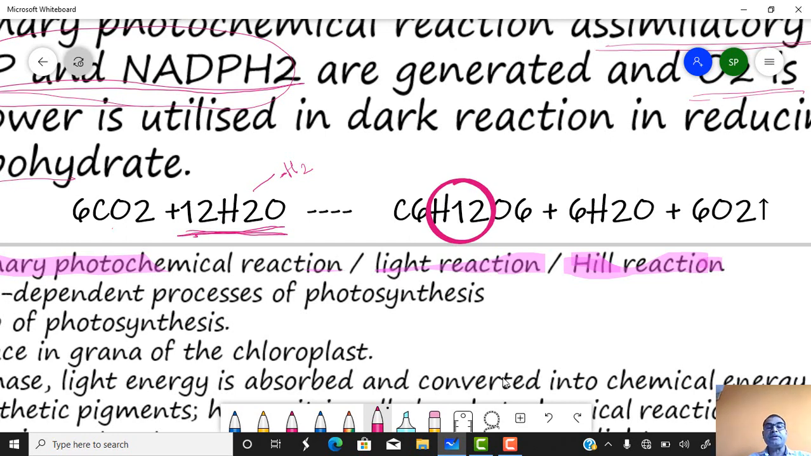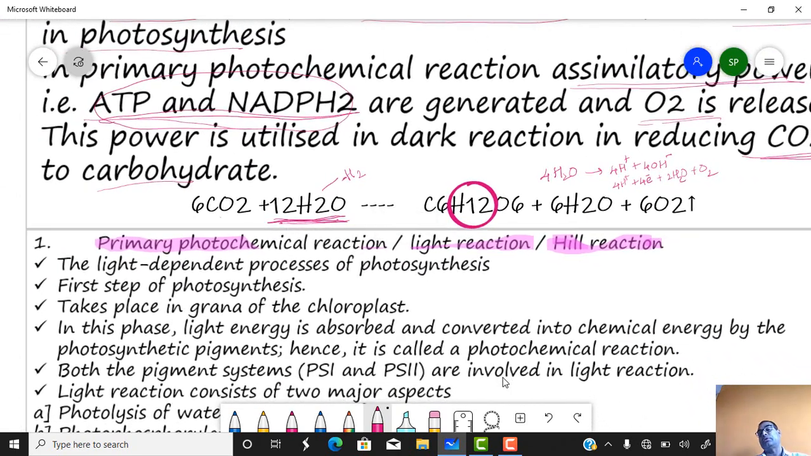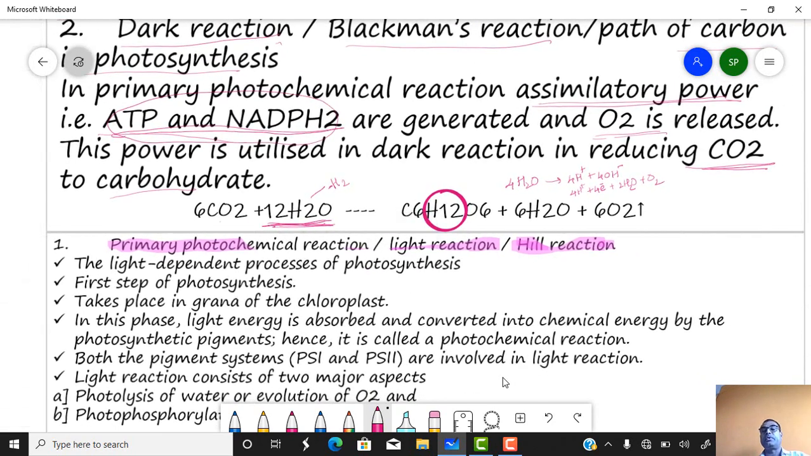So in a light reaction there is oxidation of water. When water is broken down, it is first broken down into protons and hydroxyl ions, isn't it? Then these 4 protons plus 4 electrons plus 4 OH produce 2 H2O and molecular oxygen. Let's see how this oxidation and reduction takes place in photosynthesis.